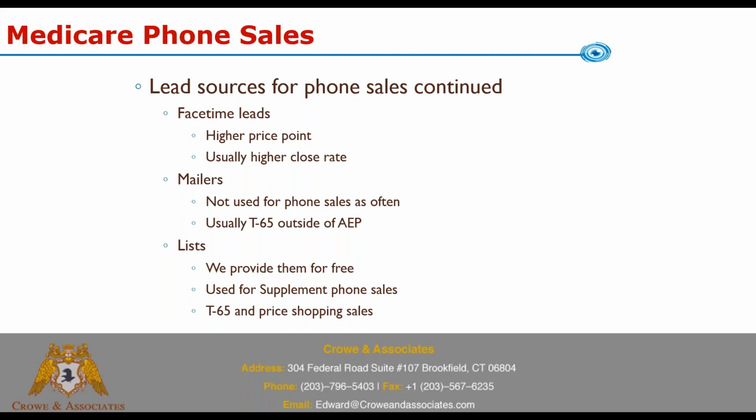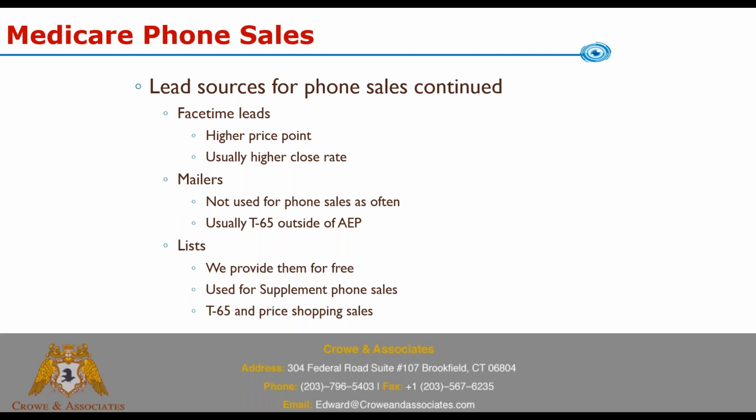So they'll ask for a 65 plus list. They're calling and they're just talking to them about their current supplement, figuring out what they have, and just trying to beat the price with the exact same supplement. Or maybe going from a G to an N or something like that. Or if they have a plan G, just trying to beat the price on it. Lists obviously are used for supplements because you can't cold call for Advantage or PDPs.